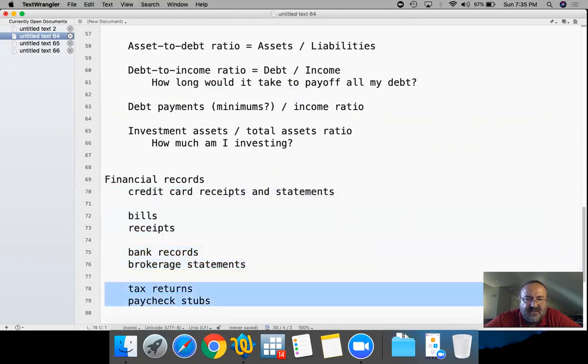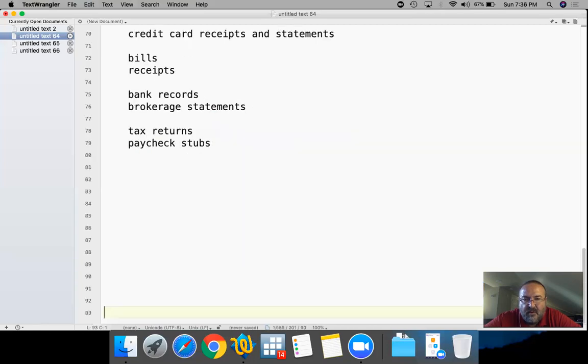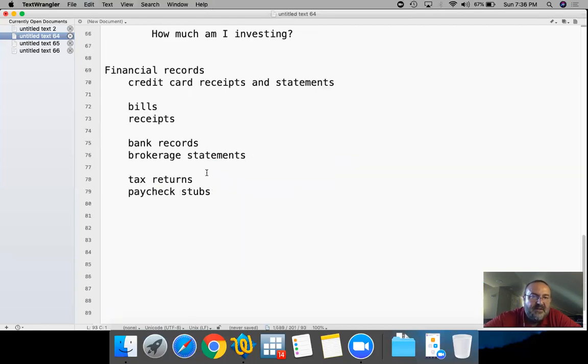Tax returns and paycheck stubs, well, these you need to keep legally. You're actually required to keep them for at least 5 years, 5 to 7 years. Basically, you could be audited by the Internal Revenue Service or your state's tax authority, and they may require you to have your tax returns, paycheck stubs, and other related documents. And you are legally required to keep a copy of these documents.